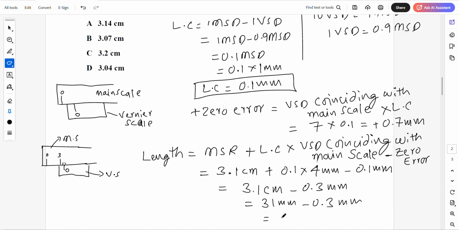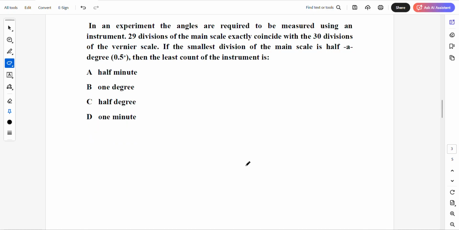That is equal to how much? 30.7 mm. Now divide this by 10. You will get 3.07 centimeter. Hope you understood. This is the right answer. Okay, this is the formula you have to remember: length is equal to main scale reading plus least count into VSD coinciding with main scale, minus zero error. Understood? Next.